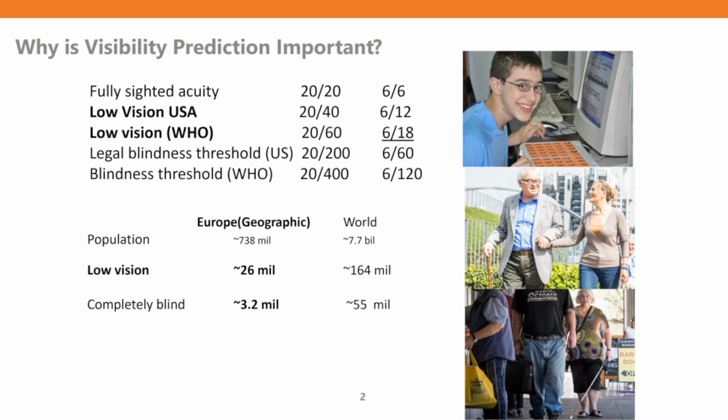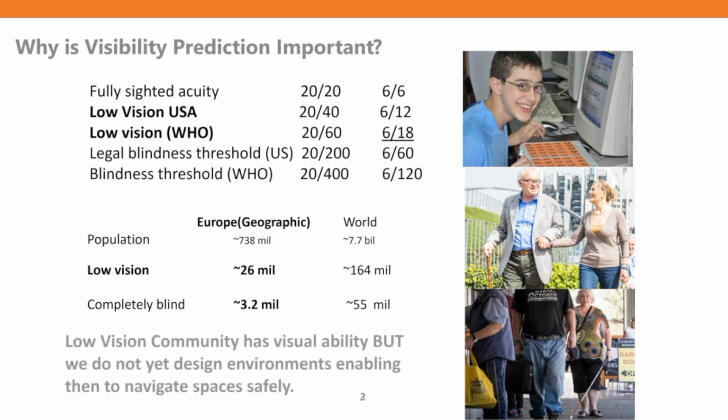So why is predicting visibility important? Our goal is to create tools, or we've created tools, which an architect hopefully will eventually use during the model phase of their design process to include the world of low vision. And why? In geographic Europe, there are about 26 million people with low vision. Definitions are in the above.